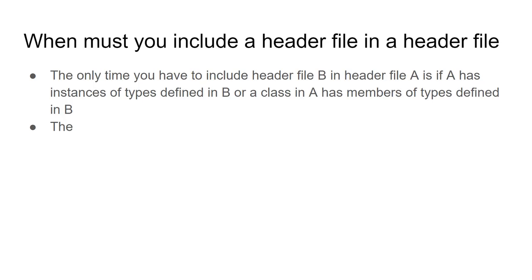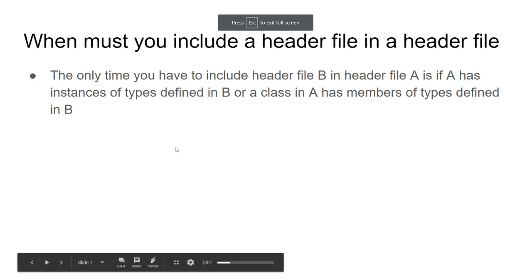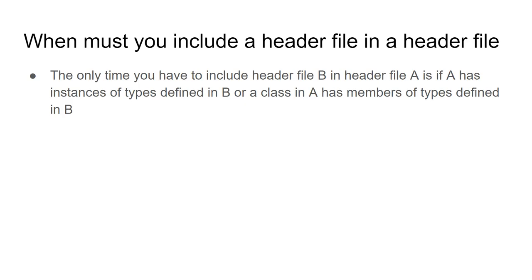There will be, though, sometimes where you have to include one header file in another. And the only time that you have to do this, which apparently I had a brain fart and forgot to finish writing the slide, is when you need an instance of that class. Which I guess I did finish it, and I don't remember what I was planning on writing here. So if in the header file you need an instance of that class, that's when you'd have to include a header file. Or if your class has a member of that class inside of it, again, not a reference or a pointer to that class, but an actual full-on instance of it, that's where you would need to include the header file in that corresponding header file.